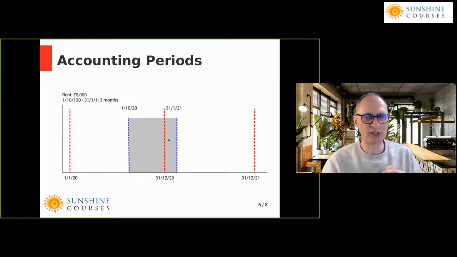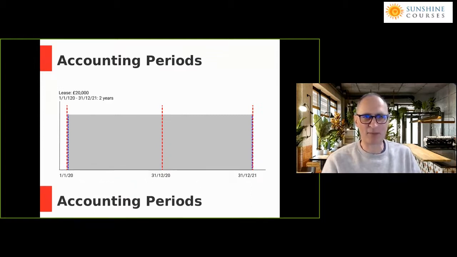And look, it falls into two accounting periods. Part of it falls into the first accounting period for the year to the 31st of December 2020. And the next part is for the accounting period 2021. So the key point of this chart is to illustrate that this expense, this rent, may have been all paid in October, November, whatever period it was paid in, but it relates to two accounting periods. So we're going to have to work out how we account for that difference.